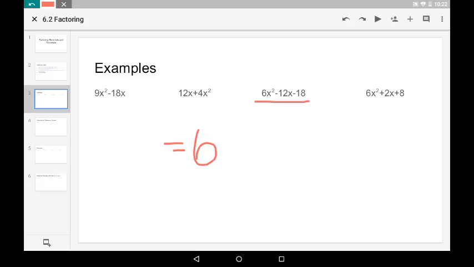Now let's look at the variables. I have x squared, I have x, and then this one does not have an x with it, which means I can't take an x out of it. So all I can take out of this trinomial is the 6.